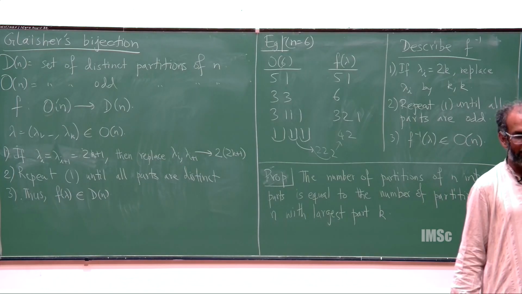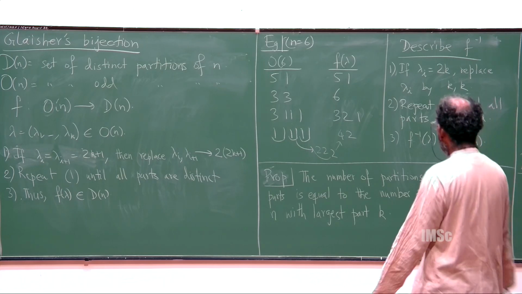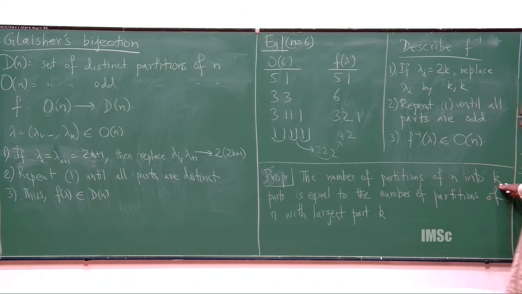In one case I am saying that you are only allowed k parts, k is fixed. And in the other case I am saying you only consider partitions where k is the largest part. It could repeat, but there is no part larger than k. These are different things, right? You see that they are not the same. So what happens if k equals n in the first case? How many partitions are there of n into n parts?